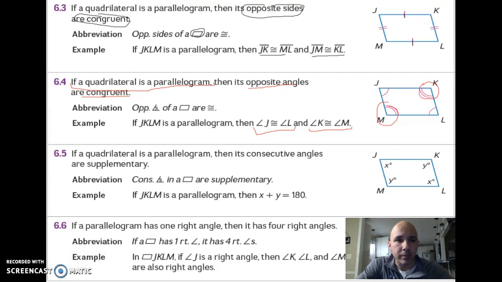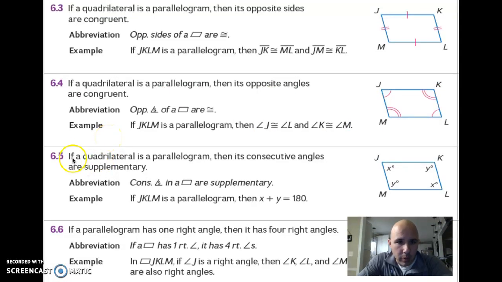Thank you. Third property for parallelograms. Once again, if the quadrilateral is a parallelogram, then the consecutive angles have to be supplementary. Consecutive angles have to equal 180. So here's two angles that are consecutive. They both have to equal 180 if and only if the quadrilateral is a parallelogram. Let me know if you have any questions with this terminology. I'd love to go over this with you.